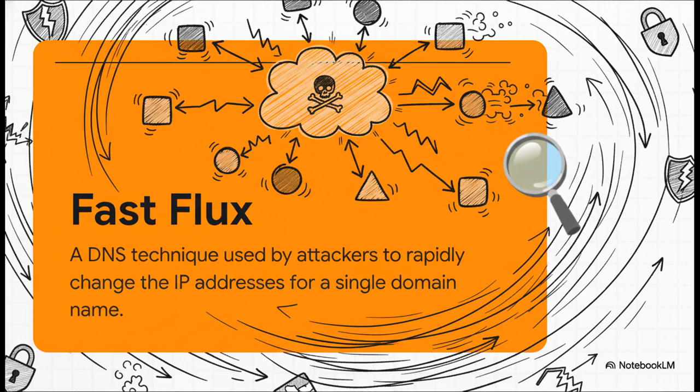A classic one is fast flux. Basically, a single malicious domain name will point to a whole list of IP addresses that changes constantly, sometimes every few minutes. It makes blocking by IP almost a waste of time because the target is always moving.